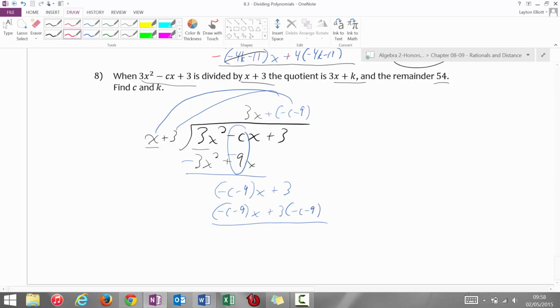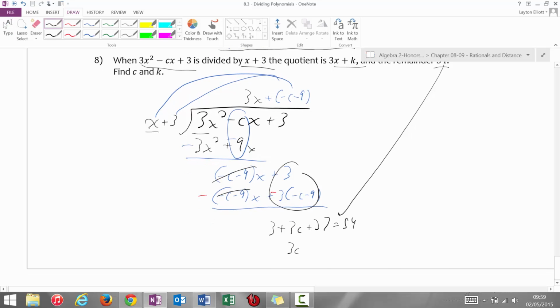Change your signs, minus, minus. These cancel. And I can add these up and say that'd be plus 3c plus 27 would have to be equal to my remainder of 54. Or 3c plus 30 equals 54, or c is equal to 8.